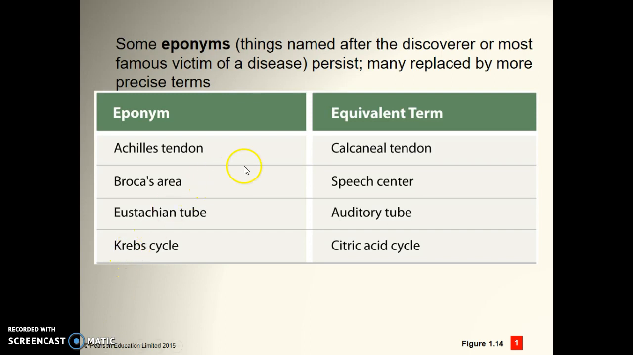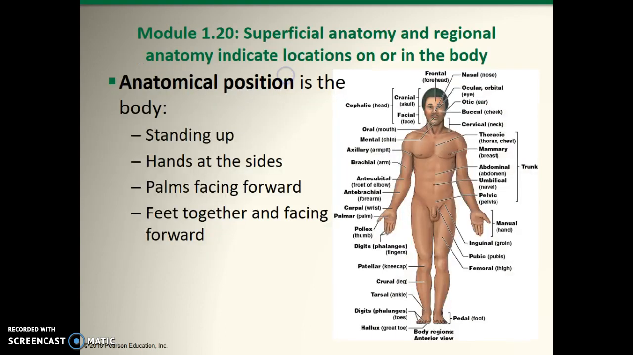Some eponyms persist, and these are named after the discoverer, such as the Achilles tendon. Now we call it the calcaneal tendon. The eustachian tube is now called the auditory tube, and so on. So I hope you remember anatomical position, standing erect, hands at the side, palms facing forward.